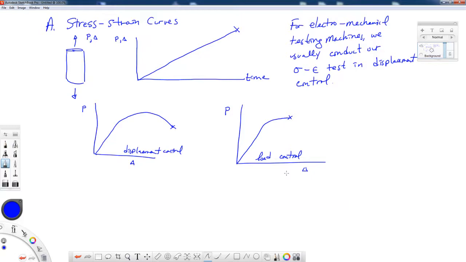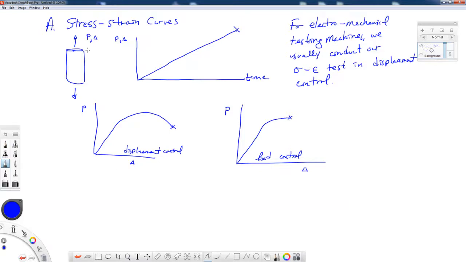There are safety reasons why you'd probably want to do a displacement control test, but there's other reasons why you might want to do load control test. You just have to be a little bit careful with it. So a displacement control test is what we're going to talk about now.